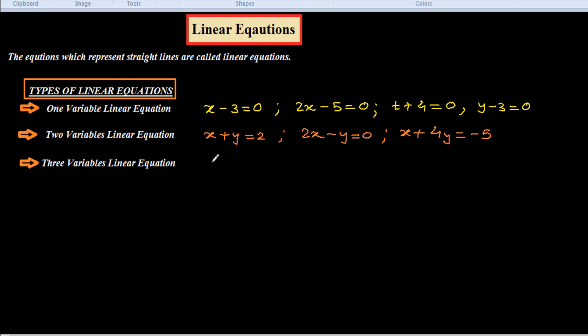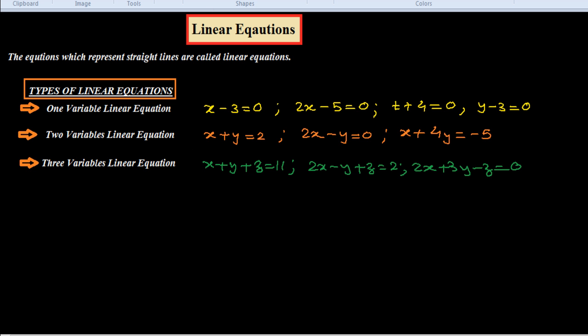Now three variable linear equations I explain to you here. x plus y plus z is equal to 11. In this way, 2x minus y plus z is equal to 2. There may be this sort of equation, 2x plus 3y minus z is equal to 0. So these are called three variable linear equations. So we see how we could represent these equations on a graph.